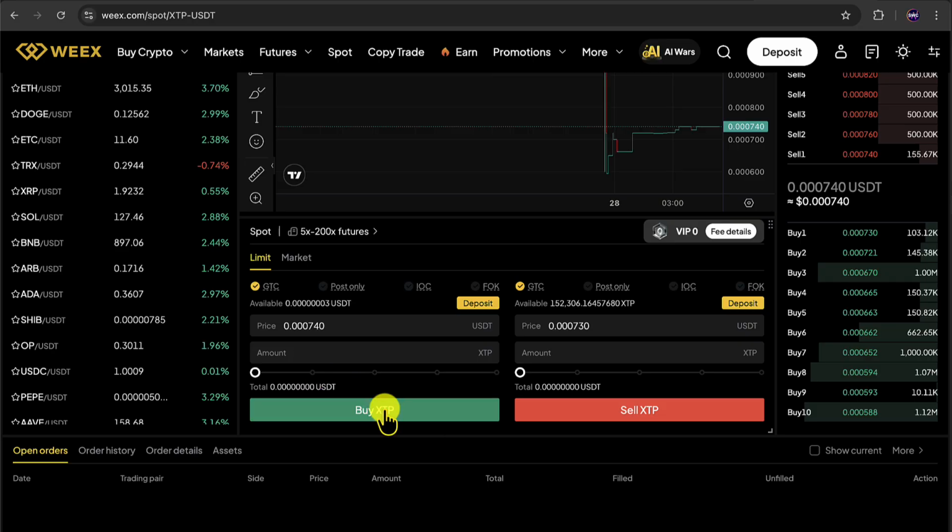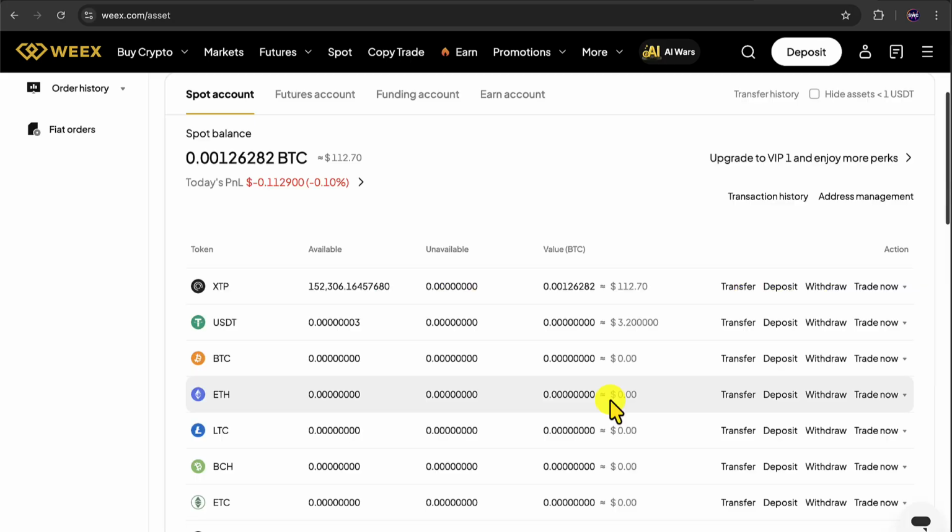Oh, okay, that did just fill. Maybe I should have tried that price there, 730. Oh yeah, okay. All right, fair enough. Okay, so I've got 152,306 XTP, which is worth $112.70. Let's see what happens to that.